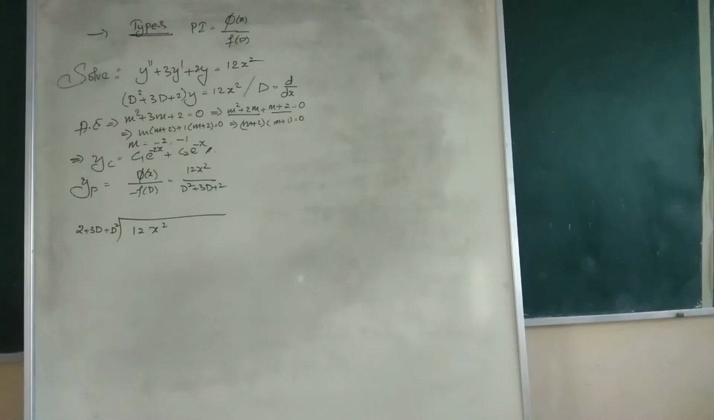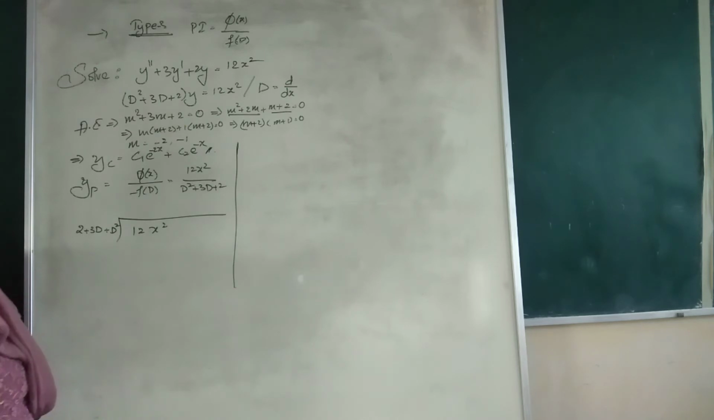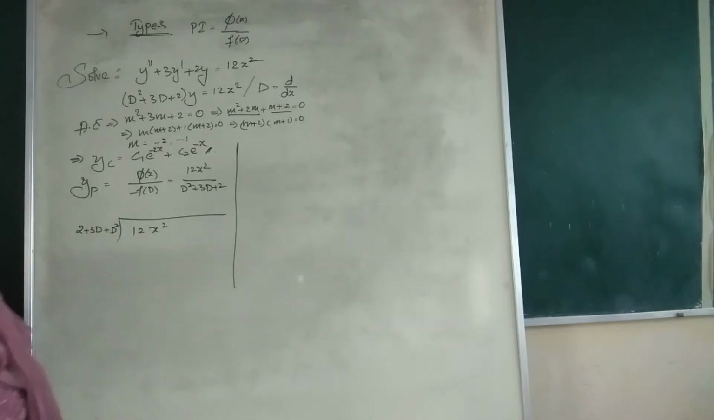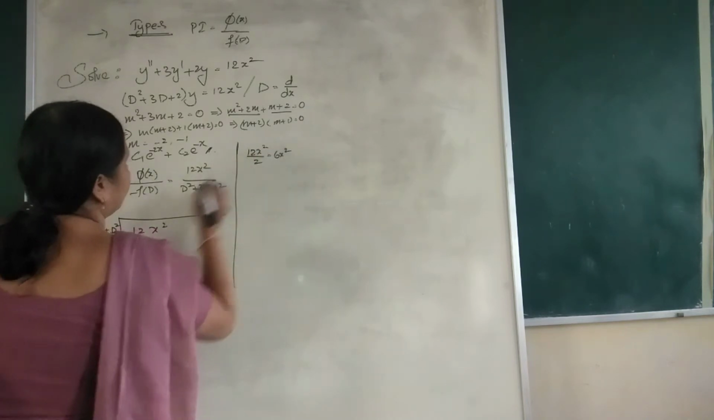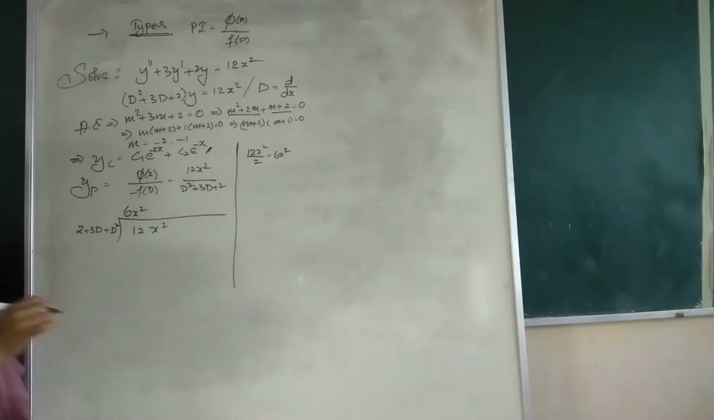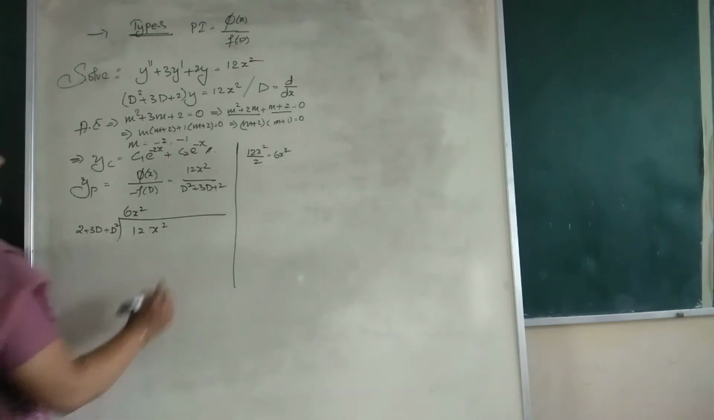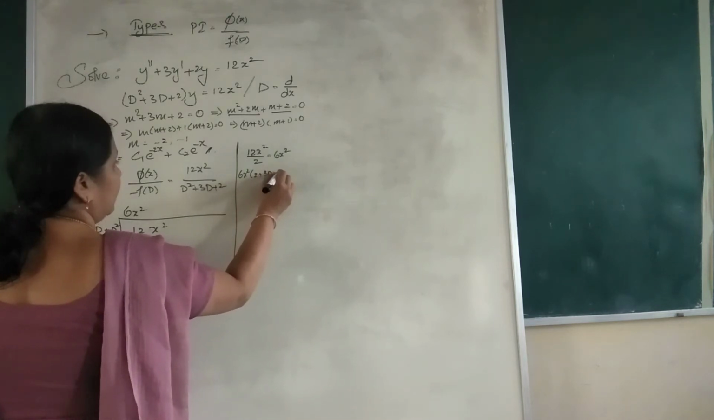Alright, so now how are we going to apply the long division? Let us assume this is a working column. What is the first step? We have to consider 12x square. 12x square divided by 2, we get 6x square. That is the first term of our quotient. Now we have to multiply everything by 6x square. Let us see that, 6x square into (2 plus 3D plus D square).